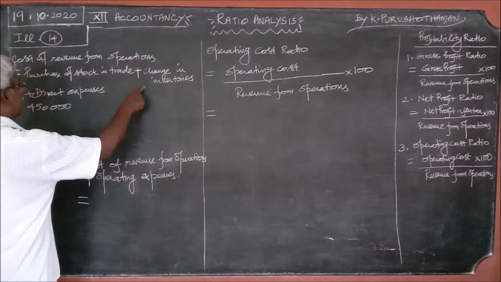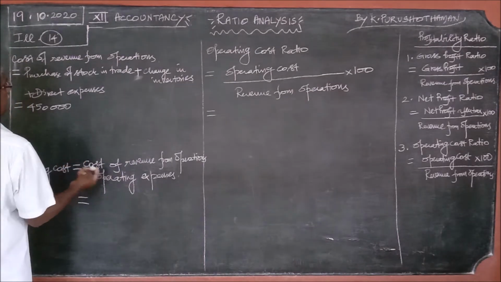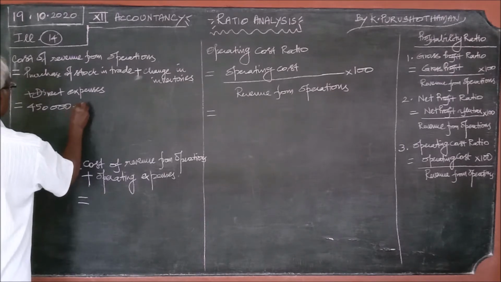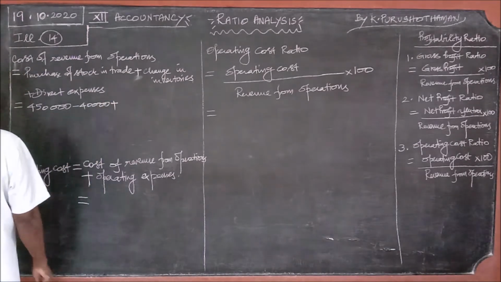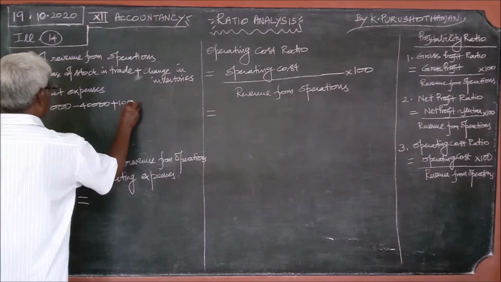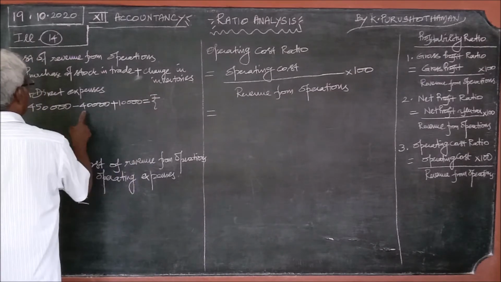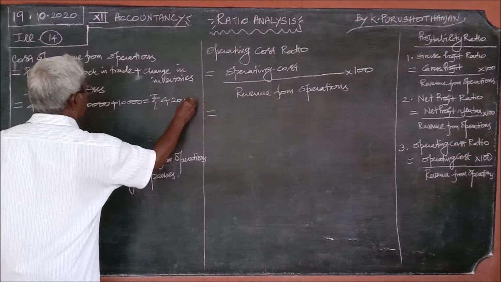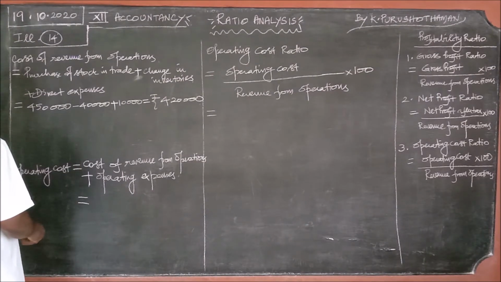Then change in inventories, the answer may be plus or minus. If it is plus, put the plus. If it is minus, then put minus. In this problem it is minus 40,000, therefore minus 40,000 plus direct expenses, that is only the wage is the direct expense, that is 10,000. So this is equal to 450 minus 40, 410 plus 10, 4,20,000. So one part is found out, that is cost of revenue from operations is found out.